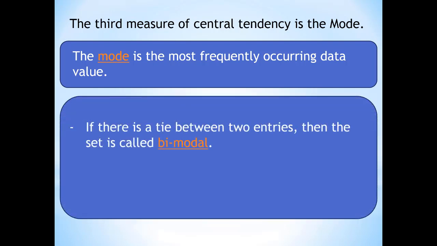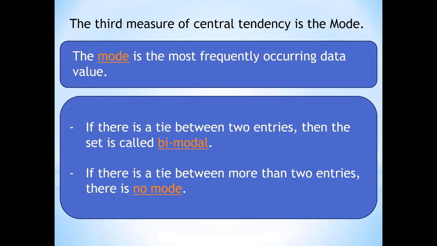In the case that there's a tie between two entries, so there are two entries that are equally represented, maybe there's 5 each of those, then we call that set bimodal. So it's possible for a data set to have two modes. What if there's a tie between 3 or 4 or 5 different data entries? Well, then that's too many, and we say that the data set has no mode. So you can have a single mode, you might have 2 modes, or no mode. But you could never have 3 modes or 4. It's either 1, 2, or none in the case of the mode.